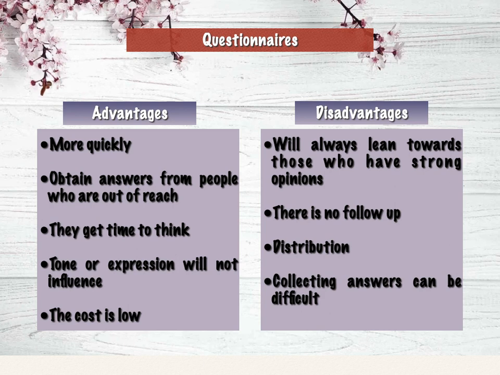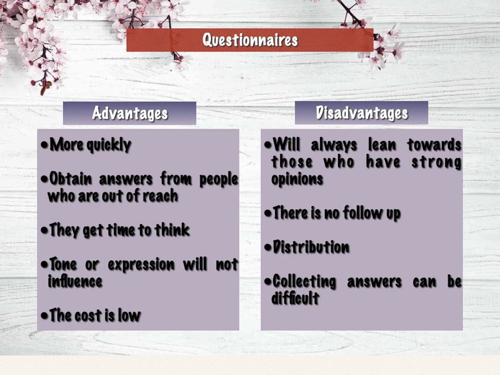And more than that, the people will get time to think. On the other hand, when you go personally to meet someone, you are asking questions directly to them. Sometimes it would be difficult for some people to answer very quickly. But when you are given a Google form or a paper to note down, it is easier for people. So they get time to think. And sometimes tone or expression will not influence. If you're going personally and asking them questions, your expression will also be a part of the influence on those who are listening to you. And finally, the cost is very low. So these are the main advantages.